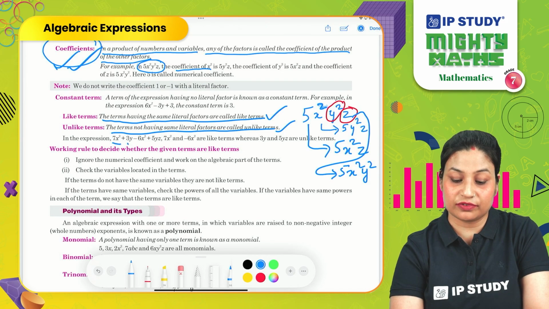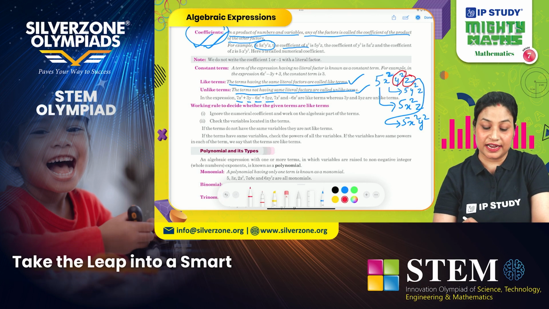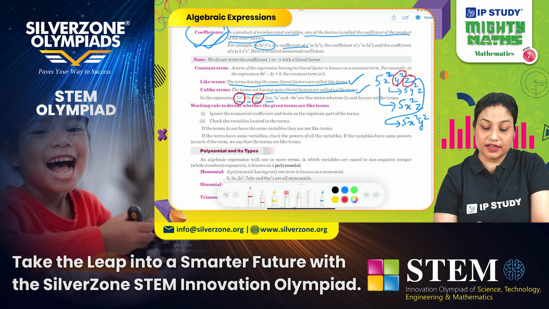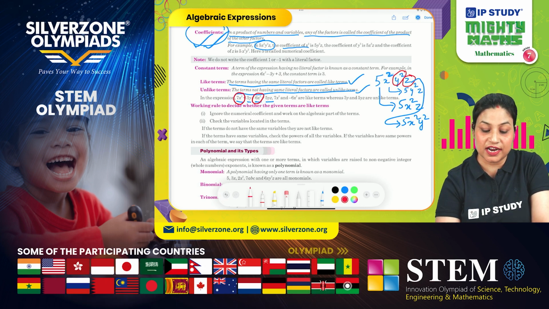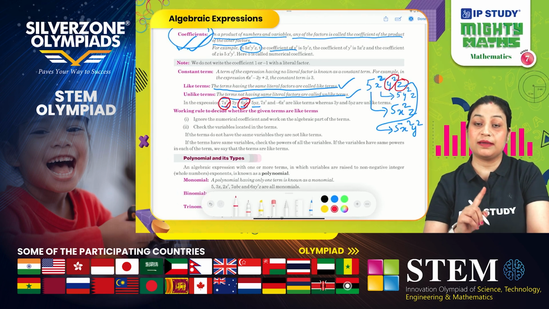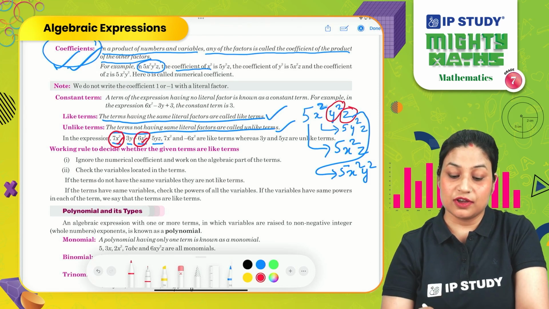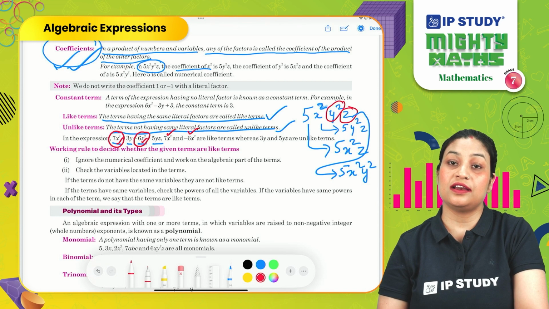7x square 3y minus 6x square 5yz, right? So in this expression, let me highlight 7x square and minus 6x square. Can you see this? In these two terms, we have same literals. What is that? x square and x square, right? Since we have same literals in these two terms, they are called like terms. So 7x square and minus 6x square are called like terms.